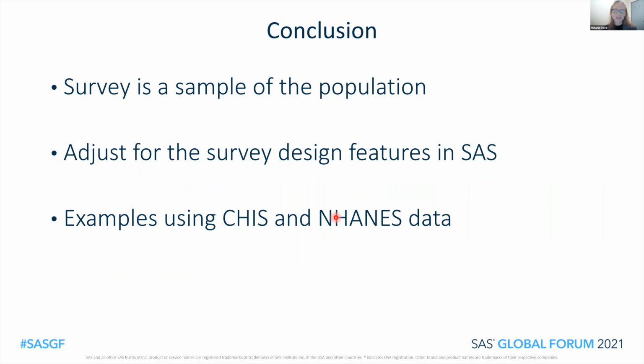So today we talked about what a survey is. It's a sample of the population, and there are different ways to sample the population. You could do a simple random sample, a stratified sample, a cluster-based sample. And we need to adjust for these design features in SAS. And we do that using the survey features in SAS. And we looked at examples using the CHIS data and the NHANES data. And we looked at the PROC SURVEYFREQ, PROC SURVEYMEANS, SURVEYLOGISTIC, and SURVEYREG procedures.